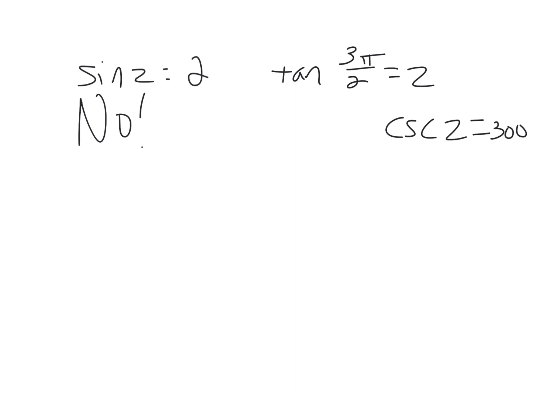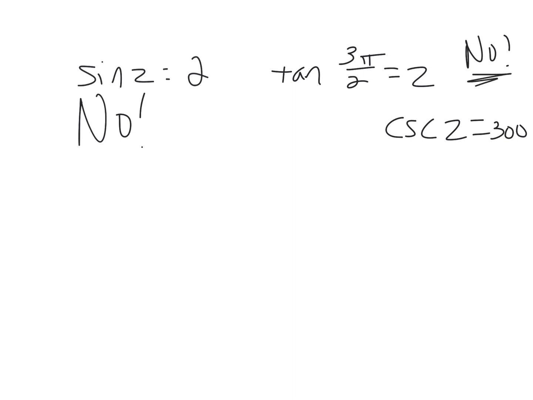How about tan of 3 pi over 2 equal to z? Is there a value that's going to make that work? No, because 3 pi over 2 makes tan undefined, because cosine of 3 pi over 2 is 0. So therefore, your denominator will be 0, undefined, so no.